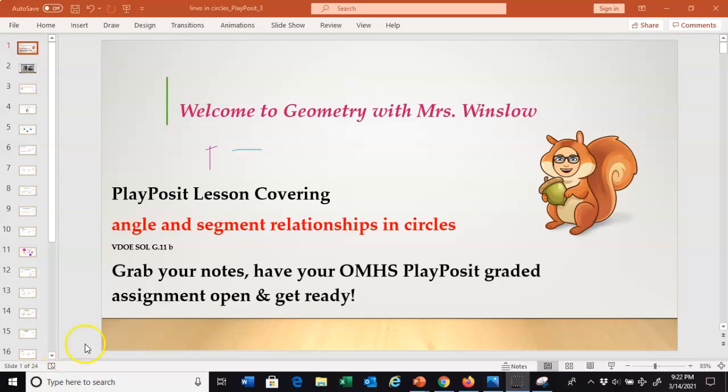We are going to be covering angle and segment relationships in circles. If I'm not mistaken, this is going to be our last Playposit on circles, and then we will finish up the circles unit in class on Thursday. And then we will only have one more unit left until the end of the year. So that's crazy. Go ahead and grab your notes and have that OMHS Playposit graded assignment open and we'll get started.